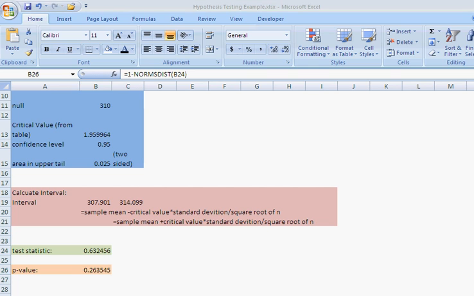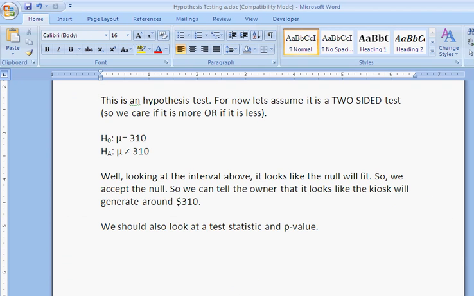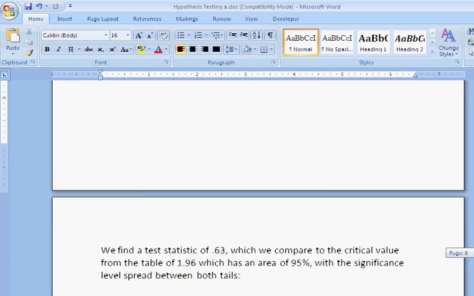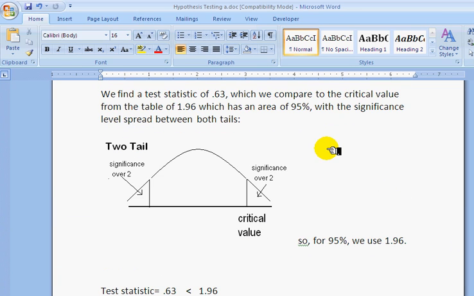Okay, so let's go back and take a look at what this means for our problem. We have a test statistic of 0.63. We need to compare that to the critical value from the table of 1.96, which we found in Microsoft Excel. But again, to remind you how you do it, you've got 95% of your confidence level in here, and the significance level has to be spread over these two outer tails. So the upper tail has the significance level divided by 2. Now, if this has 0.025, you can find the critical value by looking it up in a table or by using Excel as we did before.